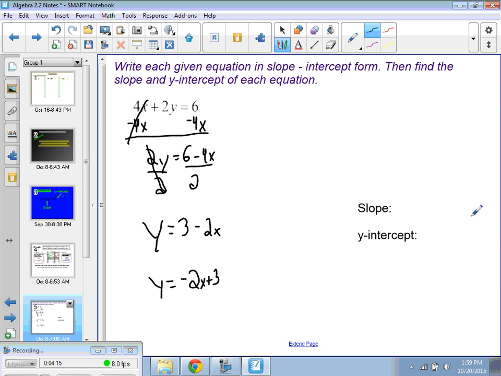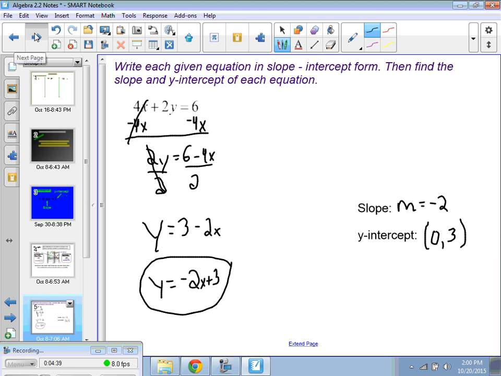My slope is the number that's in front of the x. So this would be m equals negative 2. My y-intercept is an ordered pair, and that's my b value. When I say ordered pair, I actually want coordinates. So this is going to be 0, and the y value is 3. Okay, and this is going to come in handy later in this chapter.